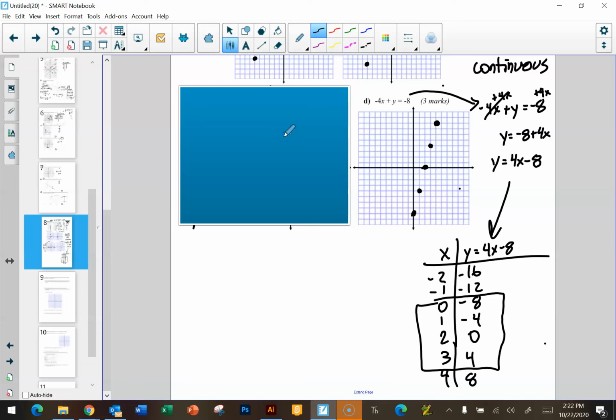Always a good idea. I'm doing these quite quickly because I don't want to keep you on the video any longer than I need to. But when it comes to your turn, please do put some values in here. So this would be 2, 4, 6, and this would be negative 2, negative 4, negative 6, negative 8, etc.